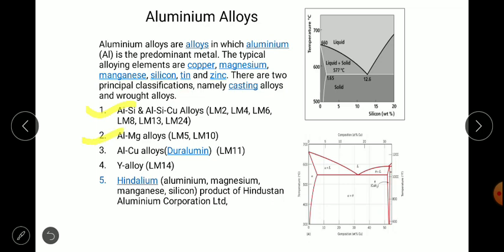Next, we have aluminium and magnesium. Magnesium is added as an alloying element, so we have LM5 and LM10. Next we have aluminium and copper. Whenever copper is added as an alloying element, we have duralumin, that is LM11. And next we have Y alloy.